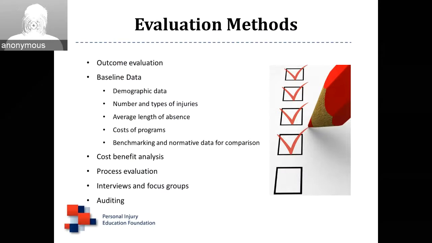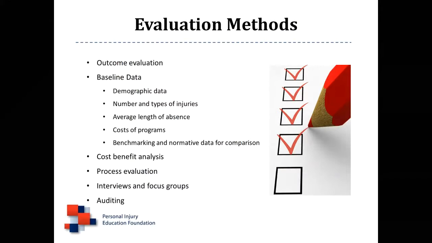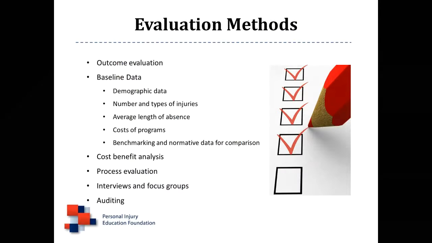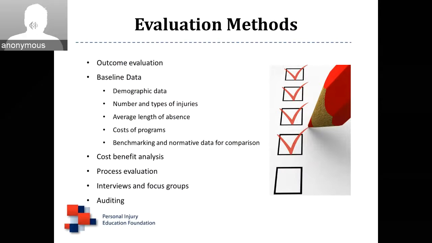You might also look at the average length of absence, maybe the type of leave taken by injury, for example. Looking at the cost of programs, benchmarking and normative data for comparison. Often with the normative data and benchmarking, you might be able to grab this information from your insurer if they're able to provide you with information about similar organisations. Or, if you're looking specifically at premiums, they might be able to give you some information about how that's actually calculated across the board. You might look at doing a cost-benefit analysis. You might look at process evaluation, interviews and focus groups, and of course, auditing.